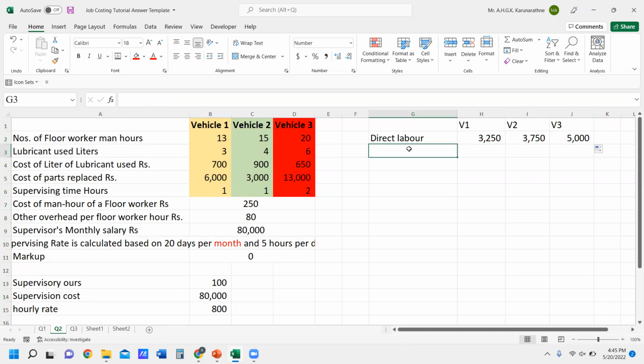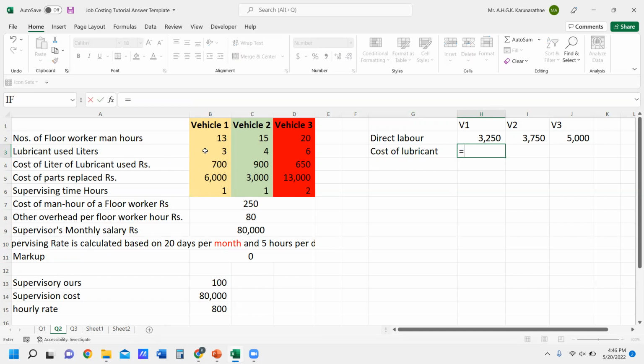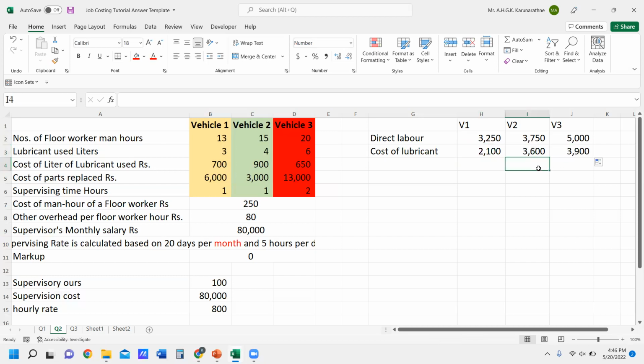Okay. Next one, cost of lubricant. Liters used 3 and cost per liter is this much. So accordingly, it is very easy. For this much of liters multiplied, this is the cost per liter. And you can copy this to other vehicles. Right? You can see vehicle number 2, 900 rupees times 4. Now after this, 3,600.